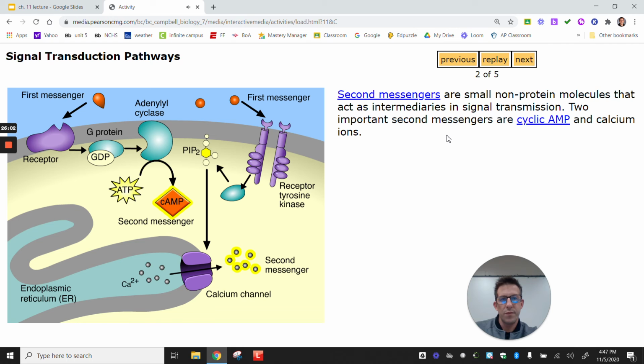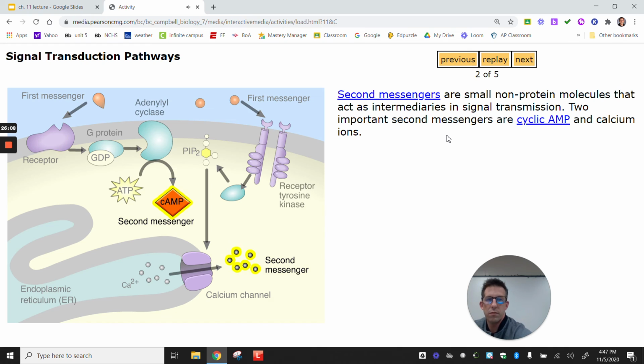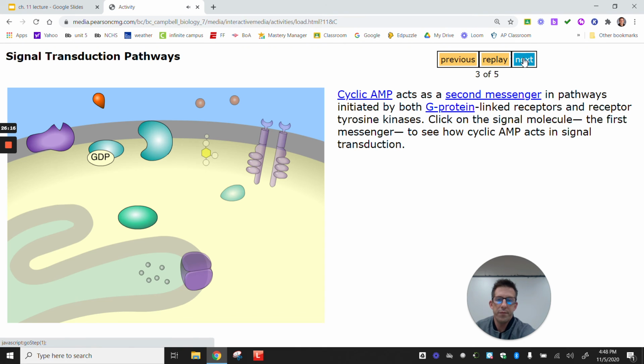Second messengers are small, non-protein molecules that act as intermediaries in signal transmission. Two important second messengers are cyclic AMP and calcium ions. Cyclic AMP acts as a second messenger in pathways initiated by both G-protein-linked receptors and receptor tyrosine kinases. Click on the signal molecule, the first messenger, to see how cyclic AMP acts in signal transduction.